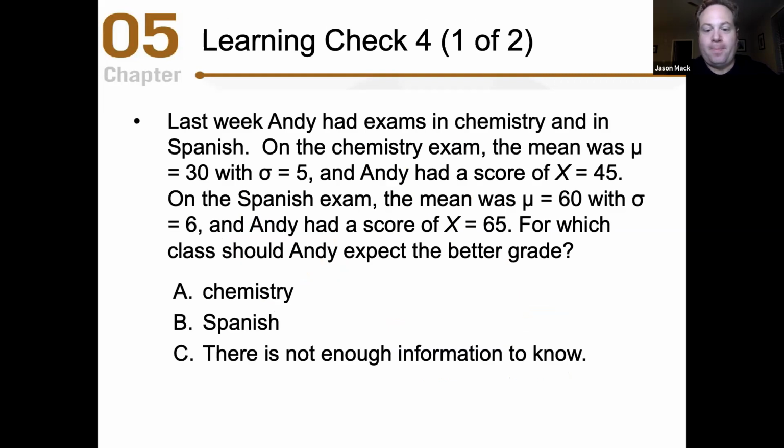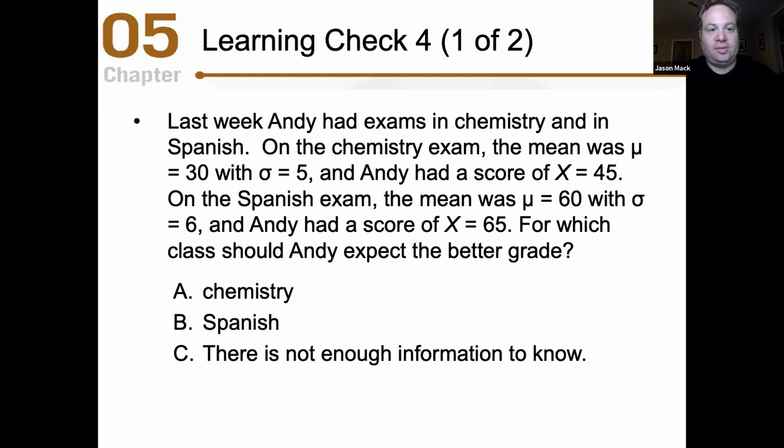So, learning check. Last week, Andy had exams in chemistry and Spanish. On the chemistry exam, the mean was 30, the standard deviation was 5, and Andy had a score of x equals 45. On the Spanish exam, the mean was 60, the standard deviation was 6, and Andy had a score of x equals 65. For which class should Andy expect the better grade?